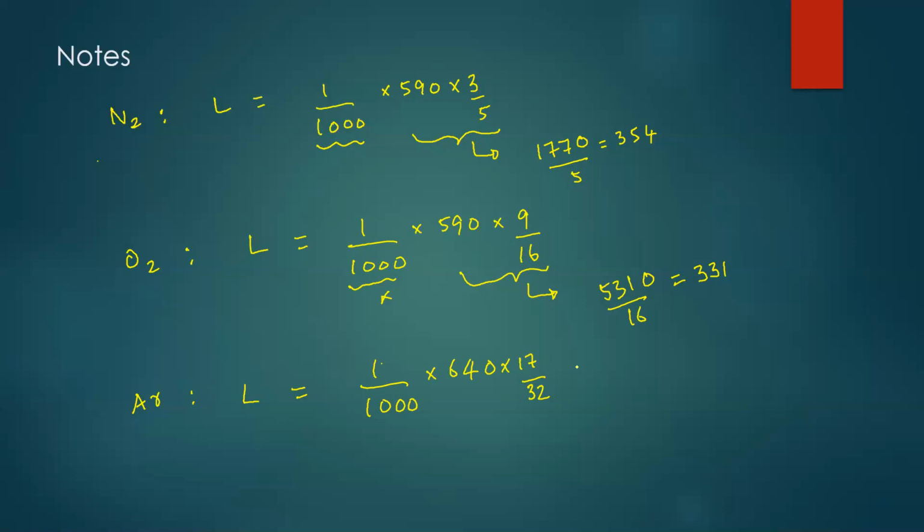It's just 20 into 17 now. 20 into? 17. Oh, nice. This is actually a nice number. Oh, what am I thinking? This is actually nice. 20 into 17 is 340.